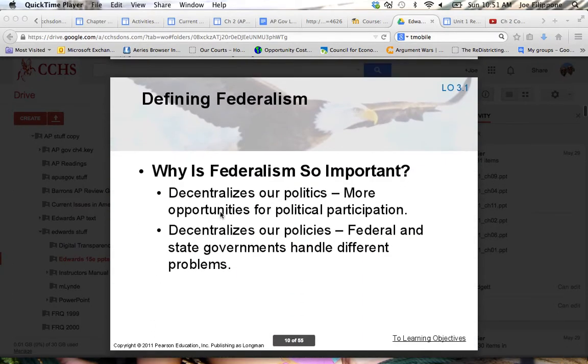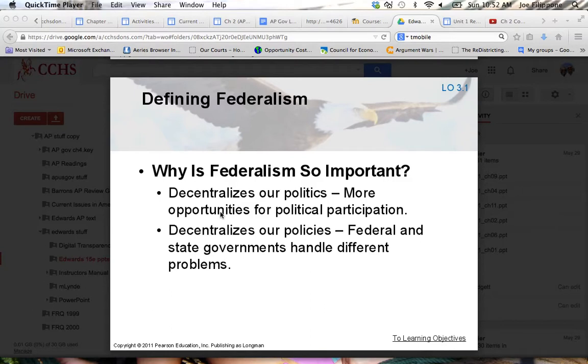Let's look at why it is important. Federalism decentralizes our politics. There are a lot of opportunities for political participation in a federalist system because we have national governments, state governments, and local governments like the city of San Diego, mayor, council members. You have the city of San Marcos and all those other things that give us a lot of opportunities to participate in political life.